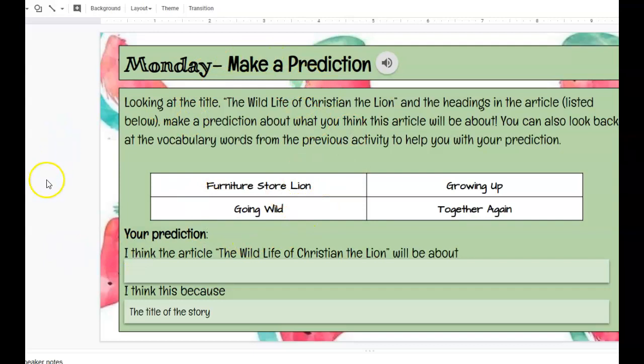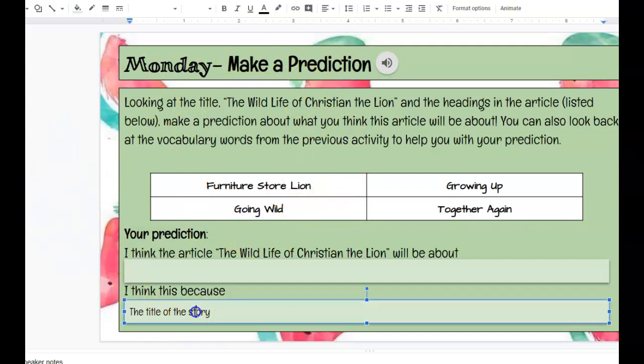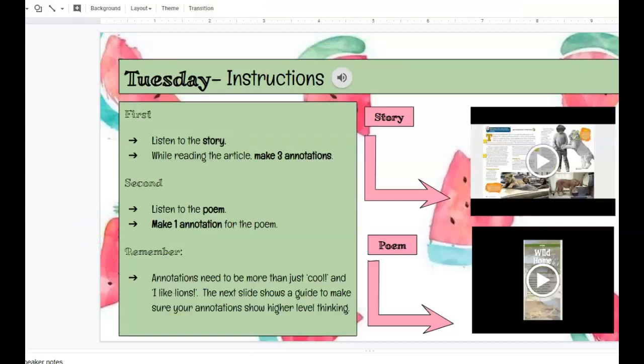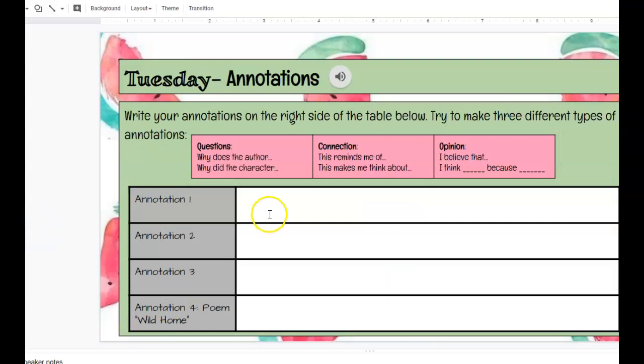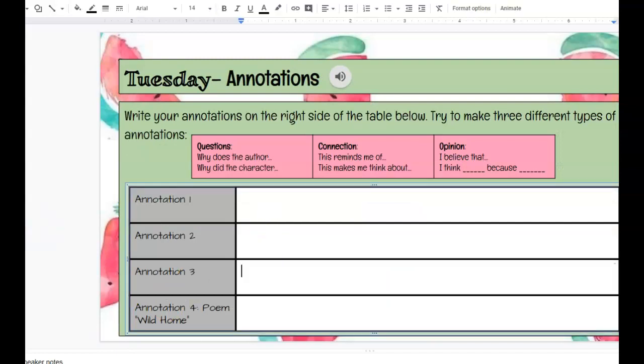And then lastly, for Monday, you should have made a prediction about what you think the story is going to be about. Tuesday, you're supposed to listen to the story and make 3 annotations. Think about when we do TDAs or when we read stories in class, we always stop and think about things, and we add questions, make connections, or have questions that we want answered. So you're going to do 3 annotations for the story.